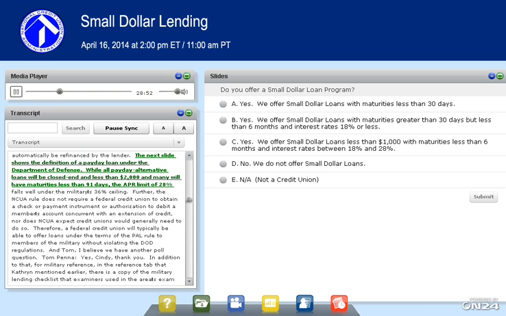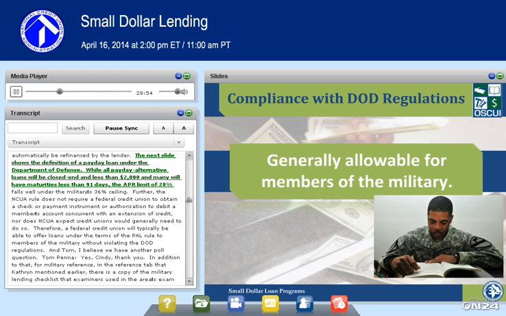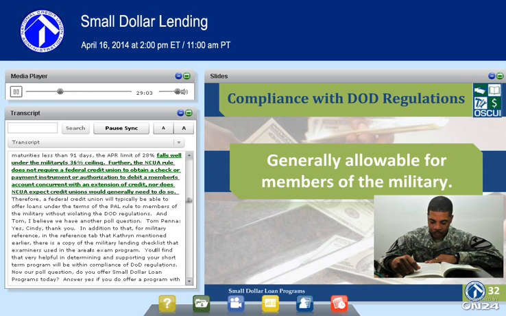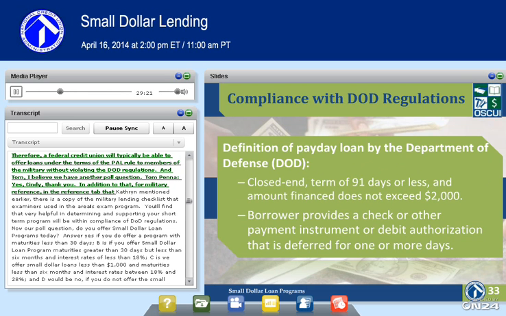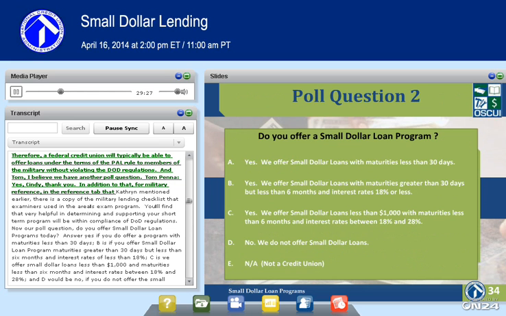While all payday alternative loans will be closed-end and less than $2,000, and many will have maturities less than 91 days, the APR limit of 28% falls well under the military's 36% ceiling. Further, the NCUA rule does not require a federal credit union to obtain a check or payment instrument or authorization to debit a member's account concurrent with an extension of credit, nor does NCUA expect credit unions would generally need to do so. Therefore, a federal credit union will typically be able to offer loans under the terms of the PAL rule to members of the military without violating the DoD regulations.